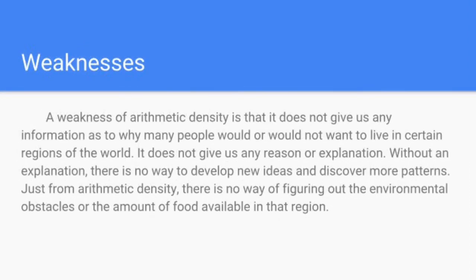A weakness of arithmetic density is that it does not give us any information as to why many people would or would not want to live in certain regions of the world. It does not give us any reason or explanation. Without an explanation, there is no way to develop new ideas and discover more patterns. Just from arithmetic density, there is no way of figuring out the environmental obstacles or the amount of food available for that region. This is why other density measures are more useful.